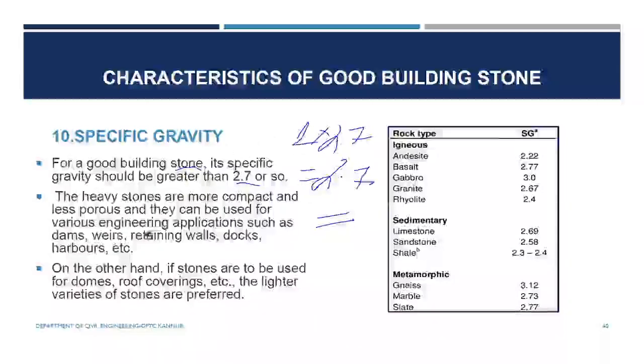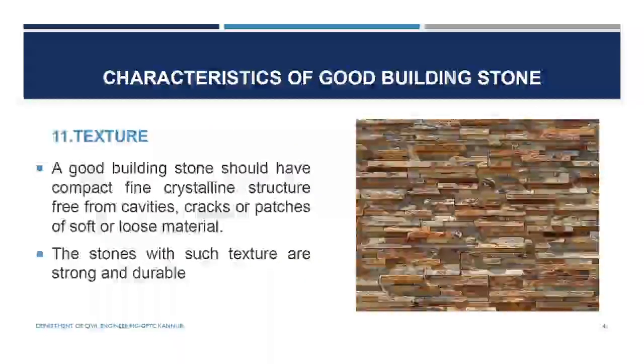If you are using heavy stones, they will have a high specific gravity. The lighter stone varieties will have less specific gravity. That is a good characteristic of building stone. So you have to memorize all those points. Andesite has 2.22. Basalt has 2.77. Limestone has this much. There may be some questions in public service examinations from this part, such as the specific gravity of igneous rocks. Characteristics of good building stone.